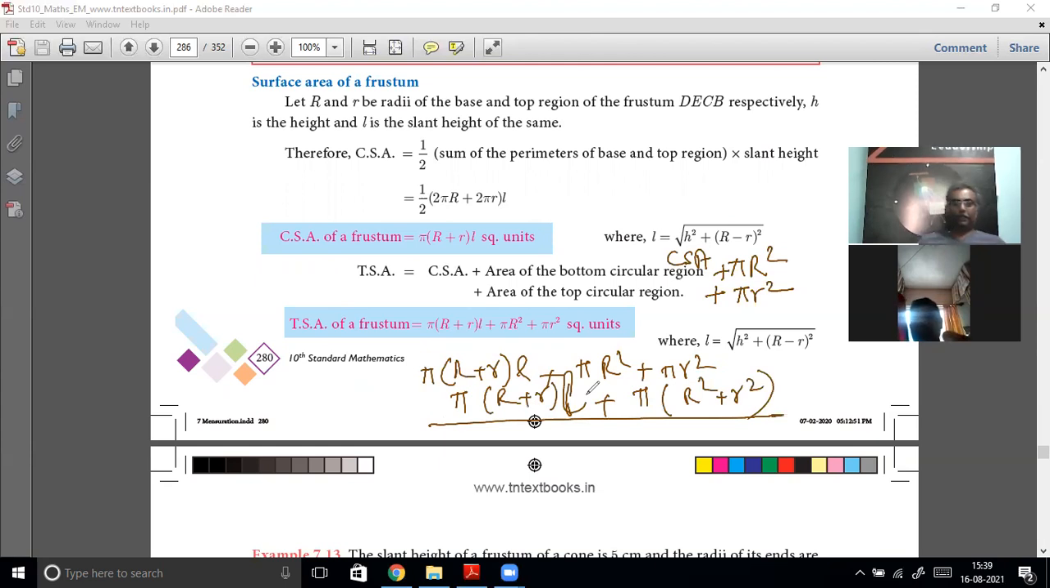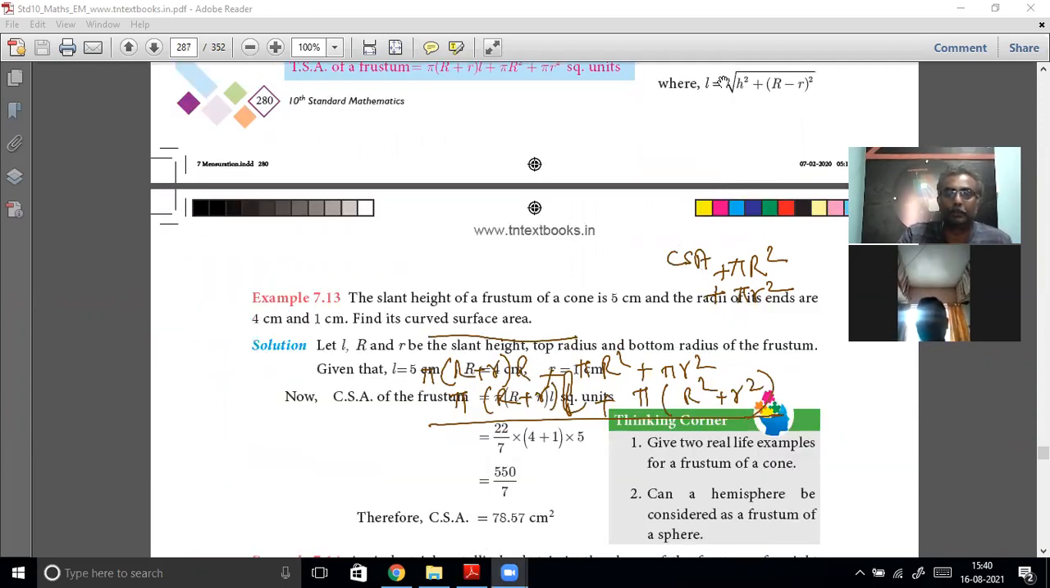the TSA of a frustum. Okay, slightly complicated. You must memorize this. Pi (R plus r) into L plus pi R squared plus pi r squared. Okay, this is what is given here. Understand? You'll have to memorize these things, or you have to remember these things. Okay, let us do an example.